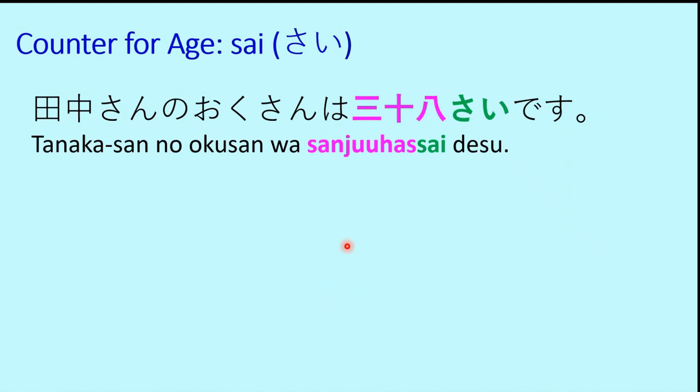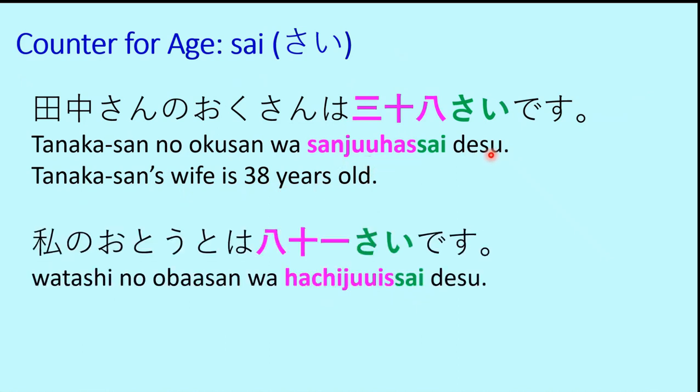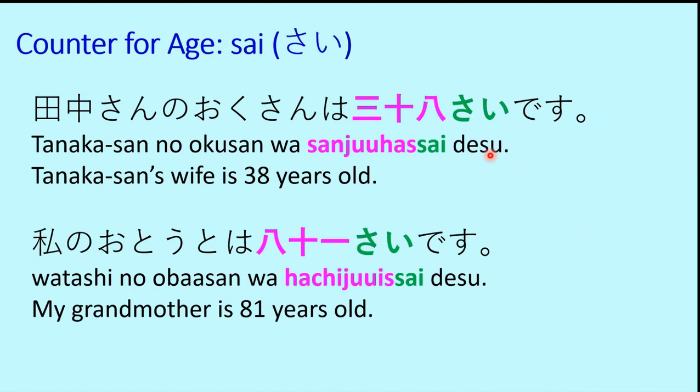Then we have a few more examples. Tanaka-san no okusan wa sanjuhassai desu. What does that mean? Tanaka-san's wife, okusan. This is not okusan with a full u. In the last chapter, we have seen the devoicing of vowels. So this is oksan, because here we have k and s. So it's oksan. And Tanaka-san's wife is 38 years old. Sanjuhassai desu. Watashi no obasan wa hachijuissai desu. 81 means hachijuissai, 81 years old. My grandmother, obasan, is 81 years old.